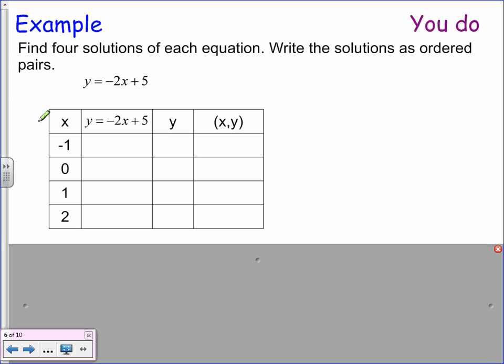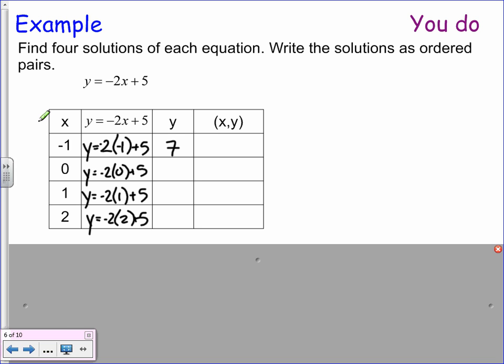All right, so here is our chart. We've got x in the first column, the equation, y in our ordered pair. So here we're going to plug in y equals negative 2 times negative 1 plus 5, y equals negative 2 times 0 plus 5, y equals negative 2 times 1 plus 5, and y equals negative 2 times 2 plus 5. So negative 2 times negative 1 is 2, plus 5 is 7.